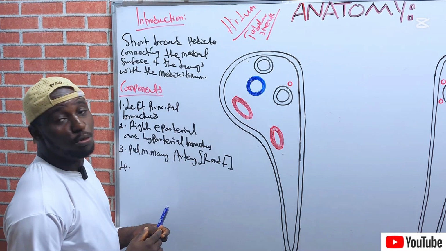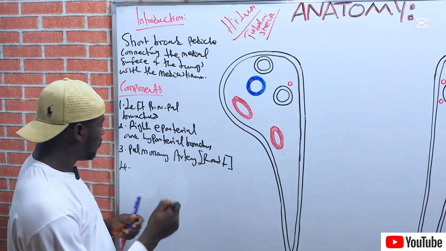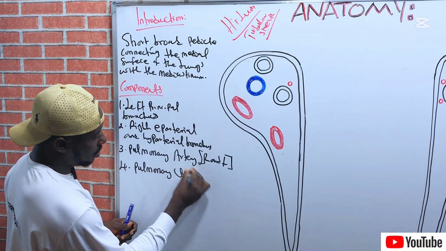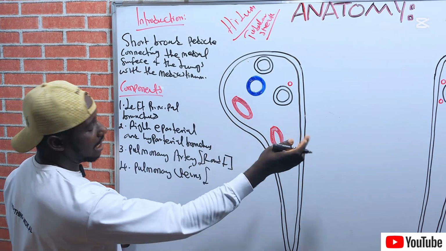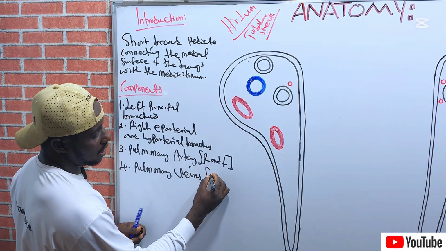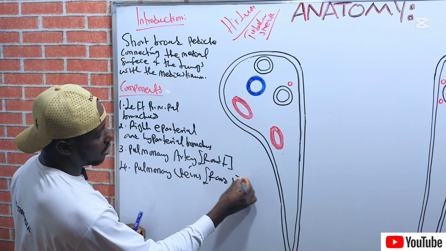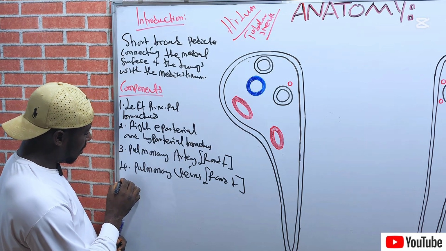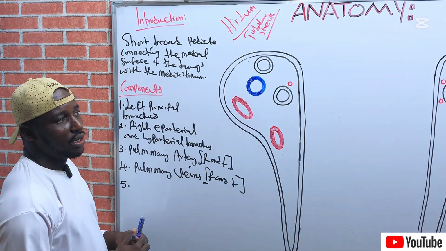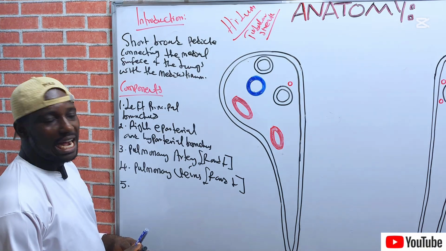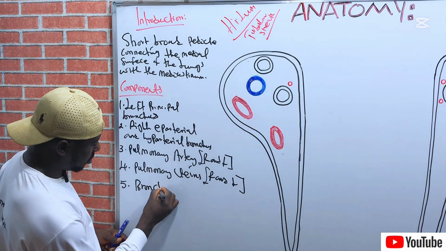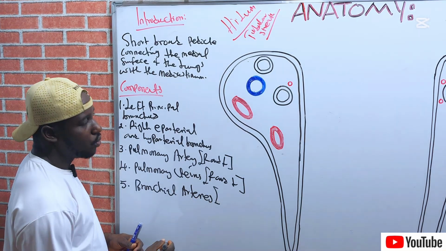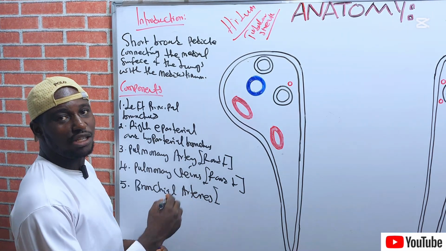Number four is the pulmonary veins. Look at the two pulmonary veins, the right and left pulmonary veins. There are two on each side. Number five is the bronchial arteries. On the bronchial arteries, we have one on the right and two on the left.